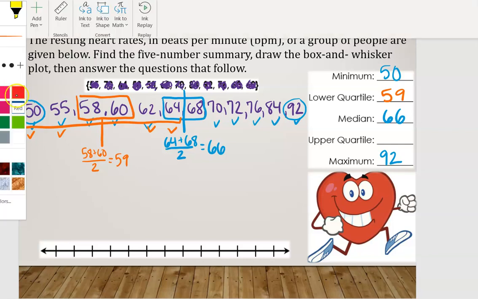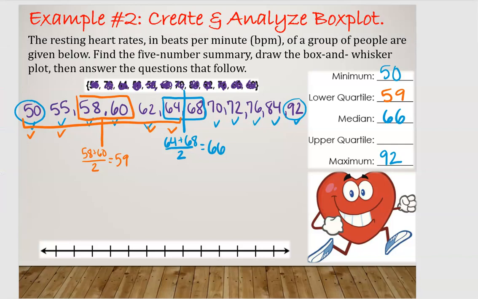Using what we know about how to find our median, we go from low to high, slowly checking them off until we're wedged in between these two. And to find that median, we do 72 plus 76 divided by 2, and we get that our upper quartile is at 74.